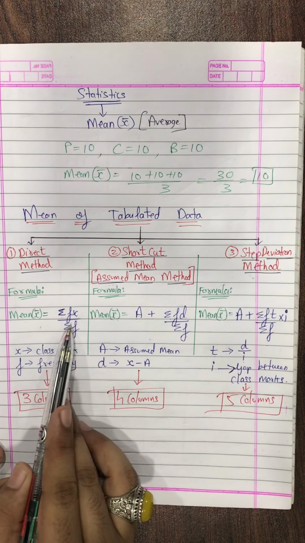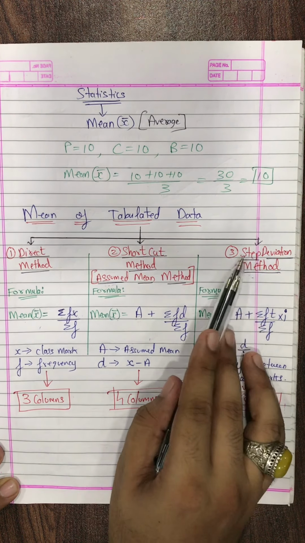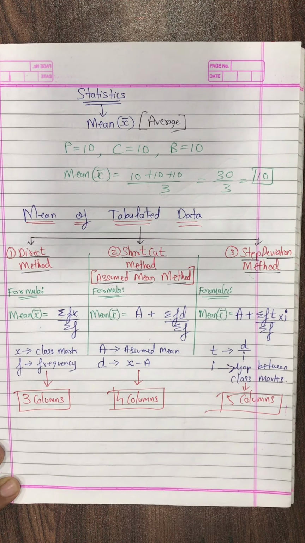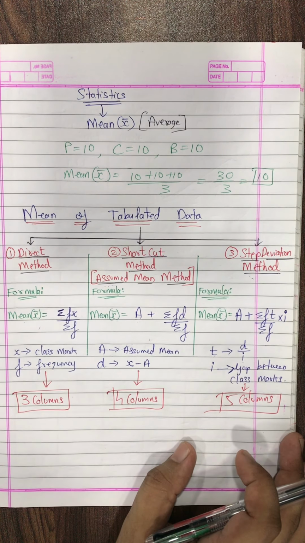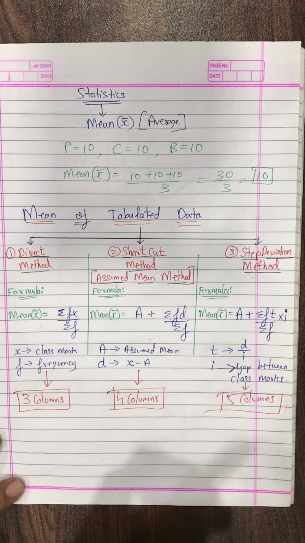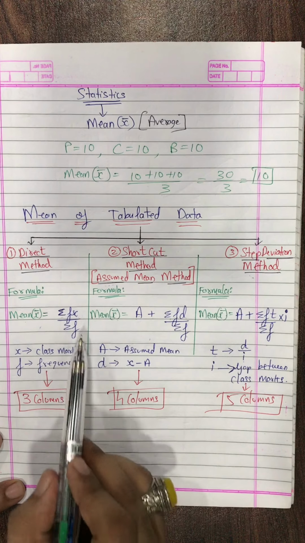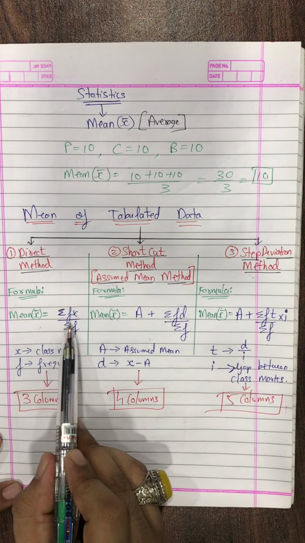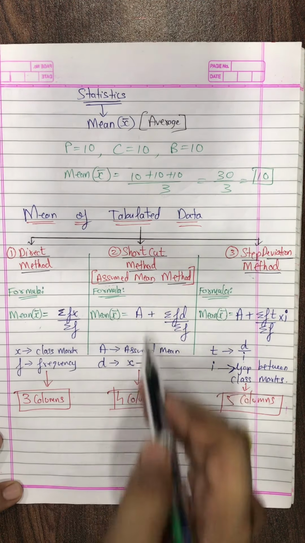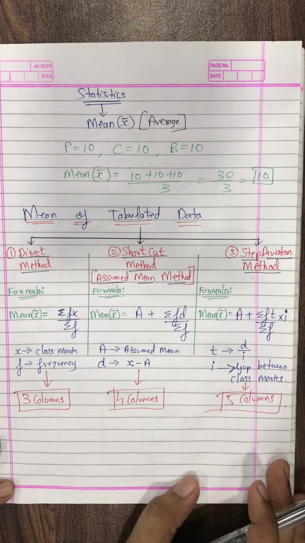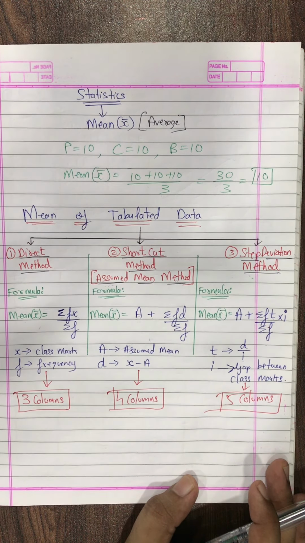Dirac method, this is the formula, 3 columns. Shortcut method, this is the formula, 4 columns. Step deviation method, this is the formula, 5 columns. Now I'll show you actually how you will draw the table. Once again I repeat, we cannot start with the format if you have not memorized the formula. So please, I'm giving you 1 minute, pause the video, and memorize the formulas of the 3 methods, and 3 columns, 4 columns and 5 columns. Please pause the video, students, right now and copy everything which is there on the screen.